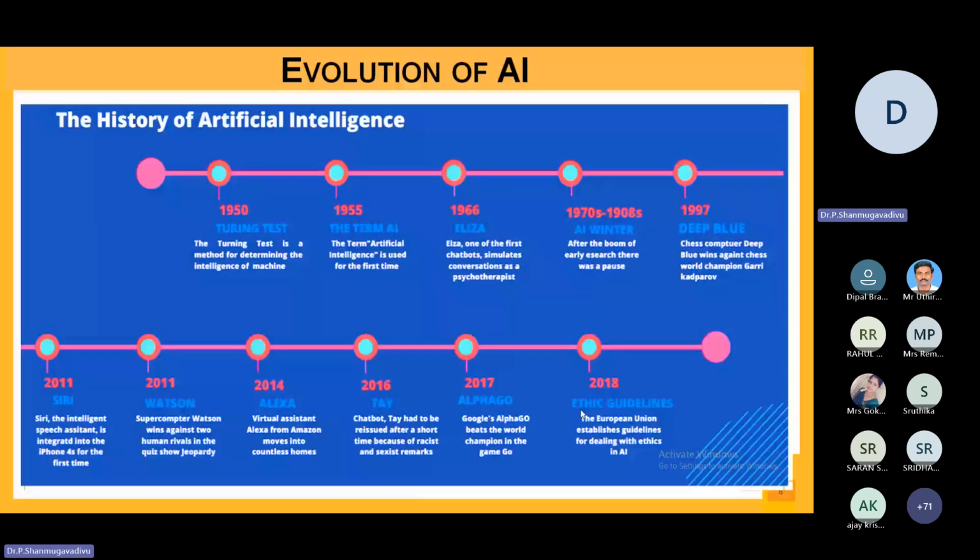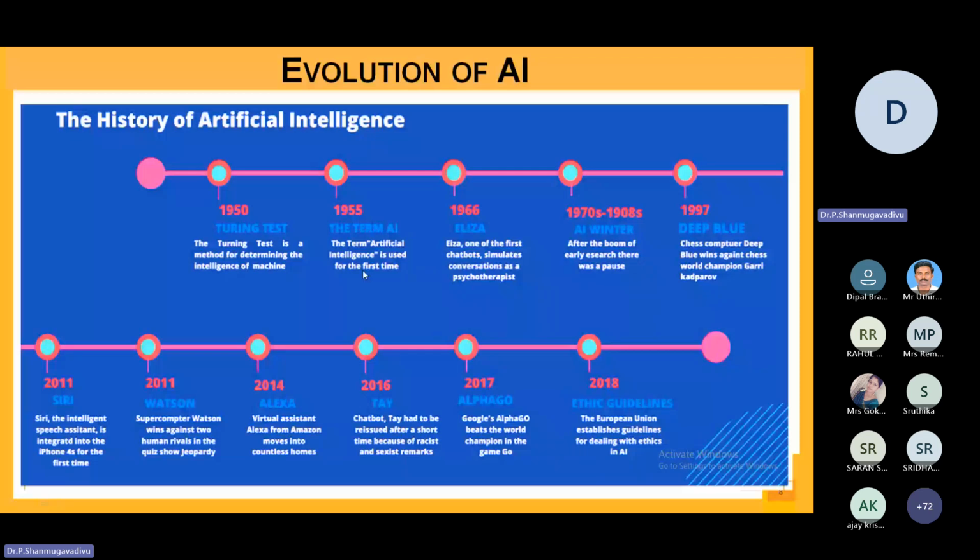As we sail through this timeline, we can see how fast artificial intelligence has grown, or even outgrown. It all started in the year 1950 when the Turing test was conducted. The Turing test is the method for determining the intelligence of a machine. It is a test that helps us understand how far a machine can think like a human being. Then John McCarthy coined the term artificial intelligence. The term AI was used for the first time in the year 1955.